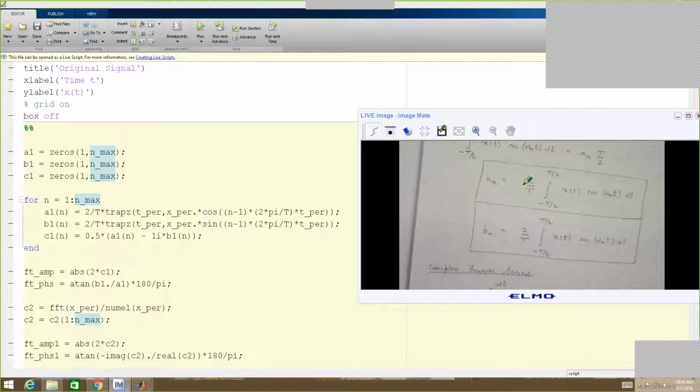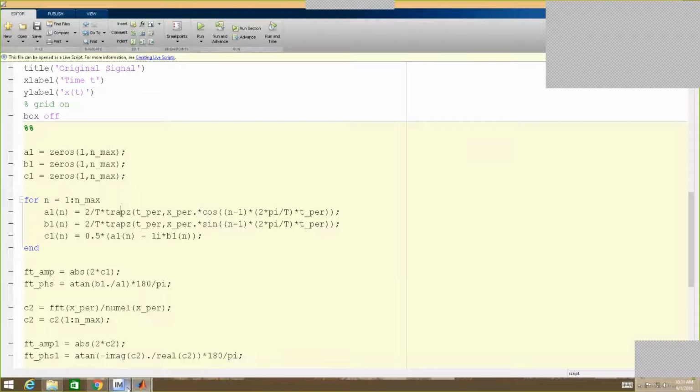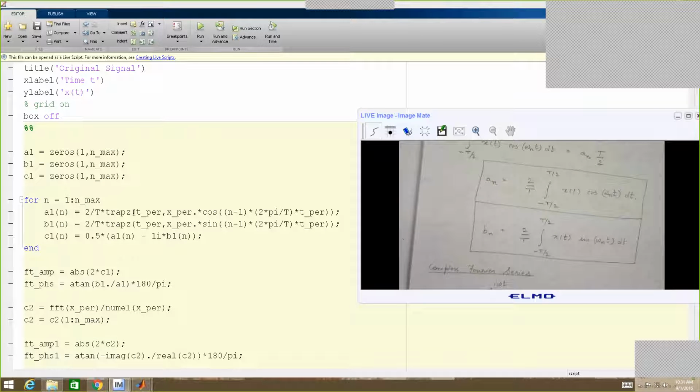So our an is given by 2 by T, the integral from minus T by 2 to T by 2 of x of t cosine of omega n t dt. So that's exactly what we're doing. Trapezoidal function here means that we're going to do a trapezoidal integration with respect to t over x into cosine of omega n t. And omega n is nothing but n times 2 pi over T, as we saw in the lecture. So that's what we have put here.